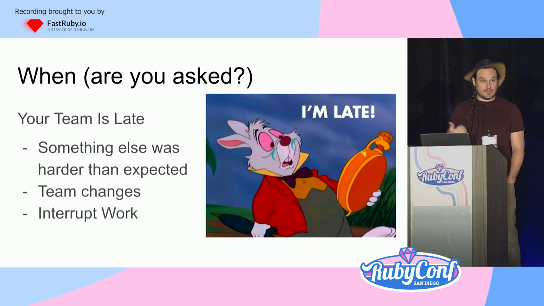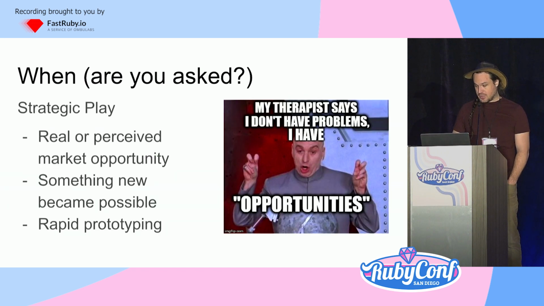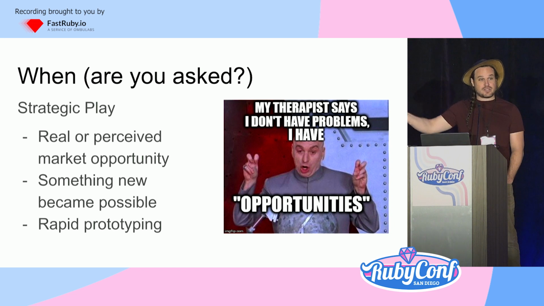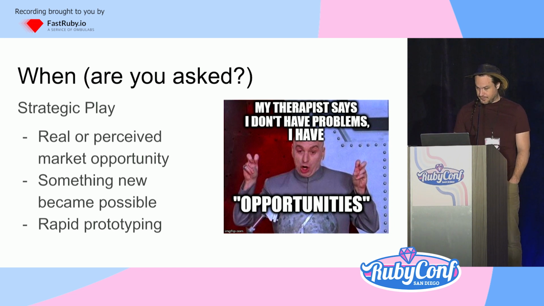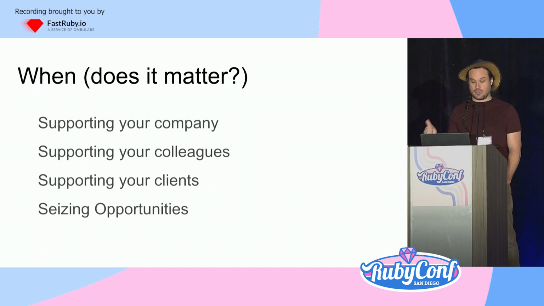When your team is late, something took longer than it expected. We all know how hard it is to do software estimation. When there's an outage, those are always emergency situations. And again, it's not all bad. Sometimes something new happens in the market and you want to dodge after it. So again, when is it important for you to be able to move quickly? When you're supporting the rest of your company and when you're going after something cool.